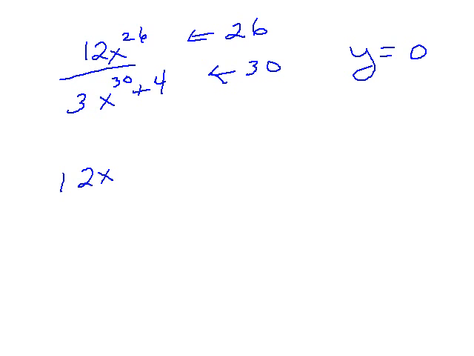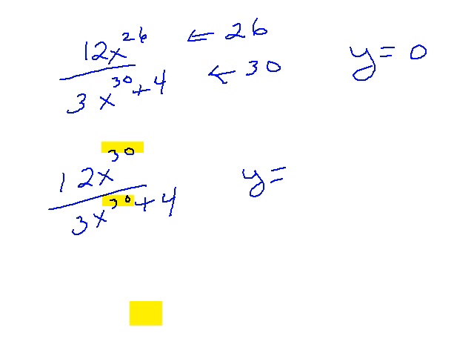Let's say they were equal. If I had 12x to the 30th divided by 3x to the 30th plus 4. Okay, so now I look and notice that the degrees are the same. So the horizontal asymptote is y equals 12 over 3, which is 4.